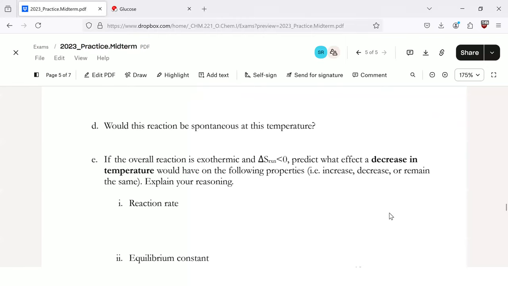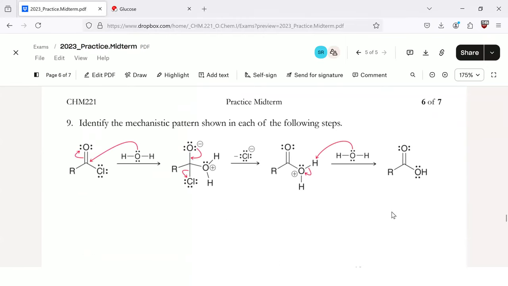But just because it seems like this is a big thing to throw at you, 10 of the points involved here are just identify which of those four choices. This is basically multiple choice. All of these steps, all of these arrows are going to be one of those four types of steps that we were talking about.